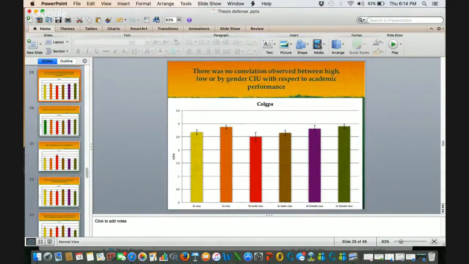For all variables we used here, we measured them inversely to look if there was another significant correlation between the relationships. Here we looked at students who scored high on the compulsive internet usage scores by gender as well. And we saw that there was no correlation observed, by high or low or by gender, for compulsive internet users with respect to academic performance.